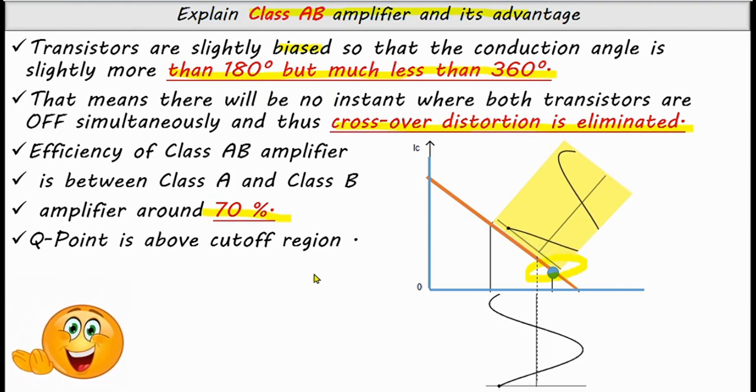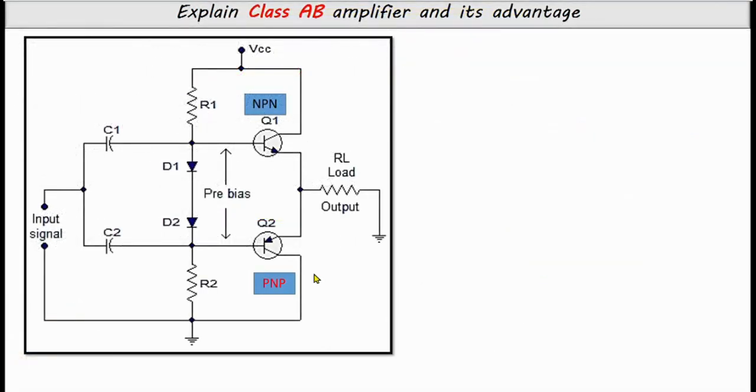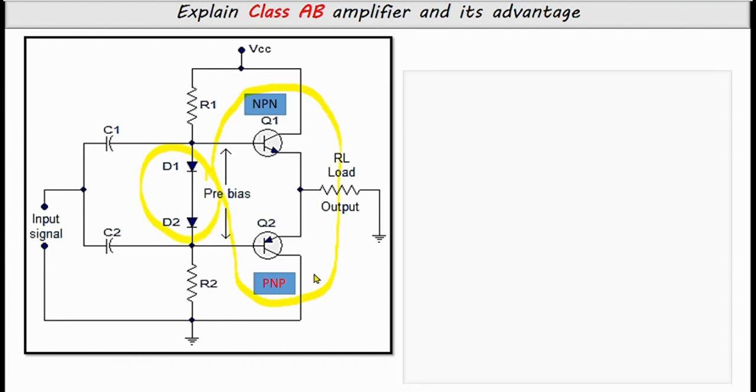And in practically all types of audio amplifier we use class AB amplifiers. This is the circuit diagram of a class AB amplifier. The circuit is almost the same as the class B amplifier. This is a complementary symmetric circuit. We are using both NPN and PNP transistors, but the only difference is the two diodes, D1 and D2.